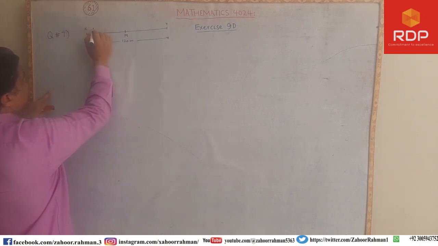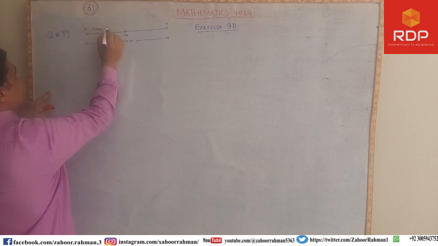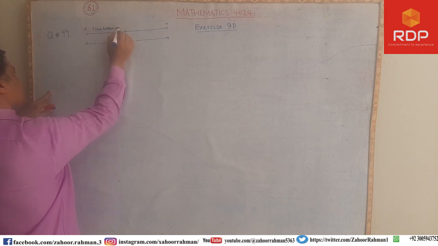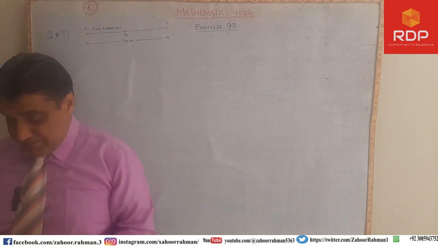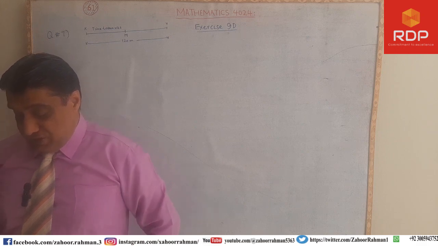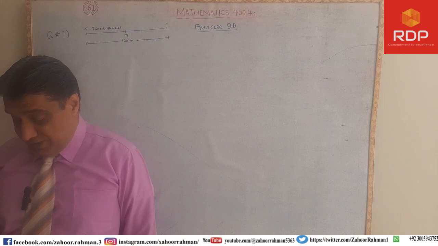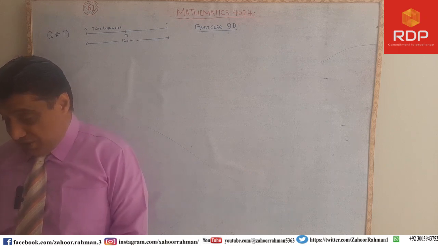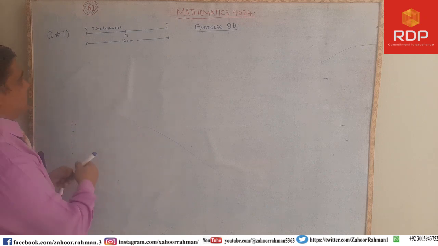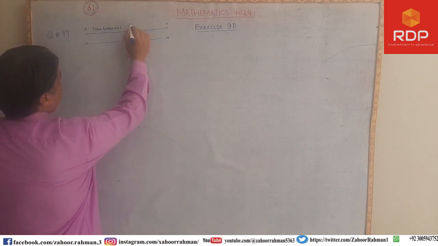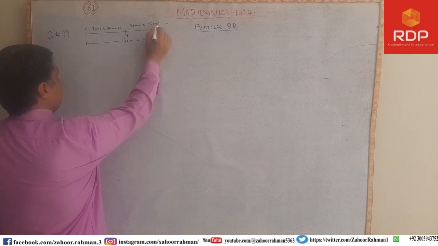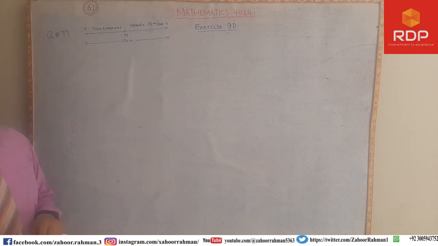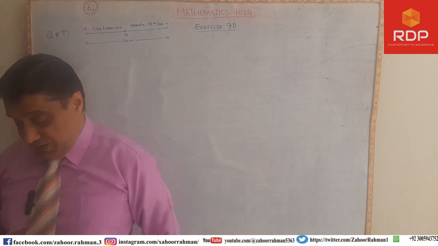So, time taken is equal to 12 seconds from X to M. The time taken by an object is 12 seconds, and then from M to Y with an average speed of 15 meter per second, speed is equal to 15 meter per second. These are all the information we are getting.